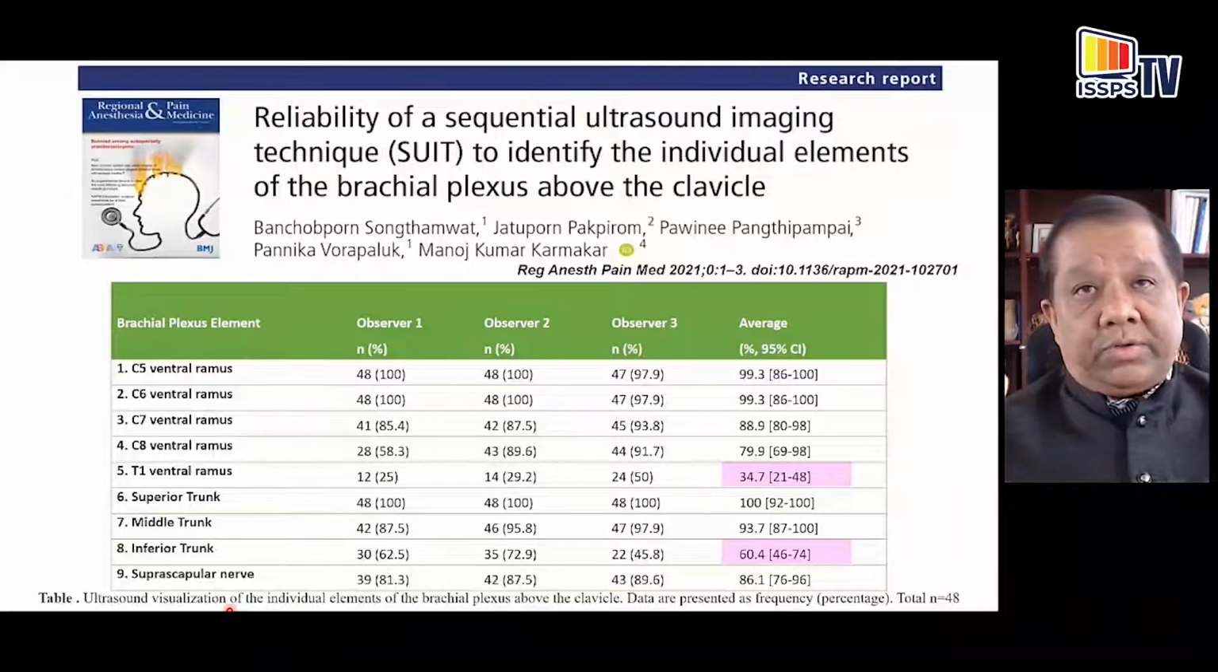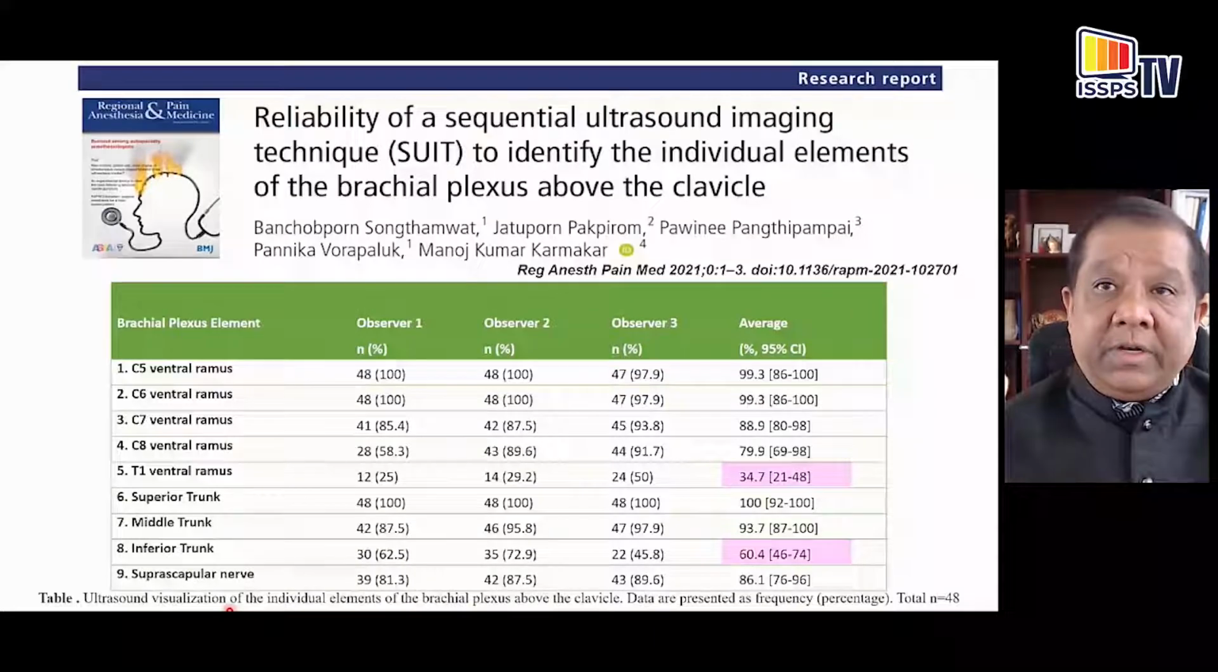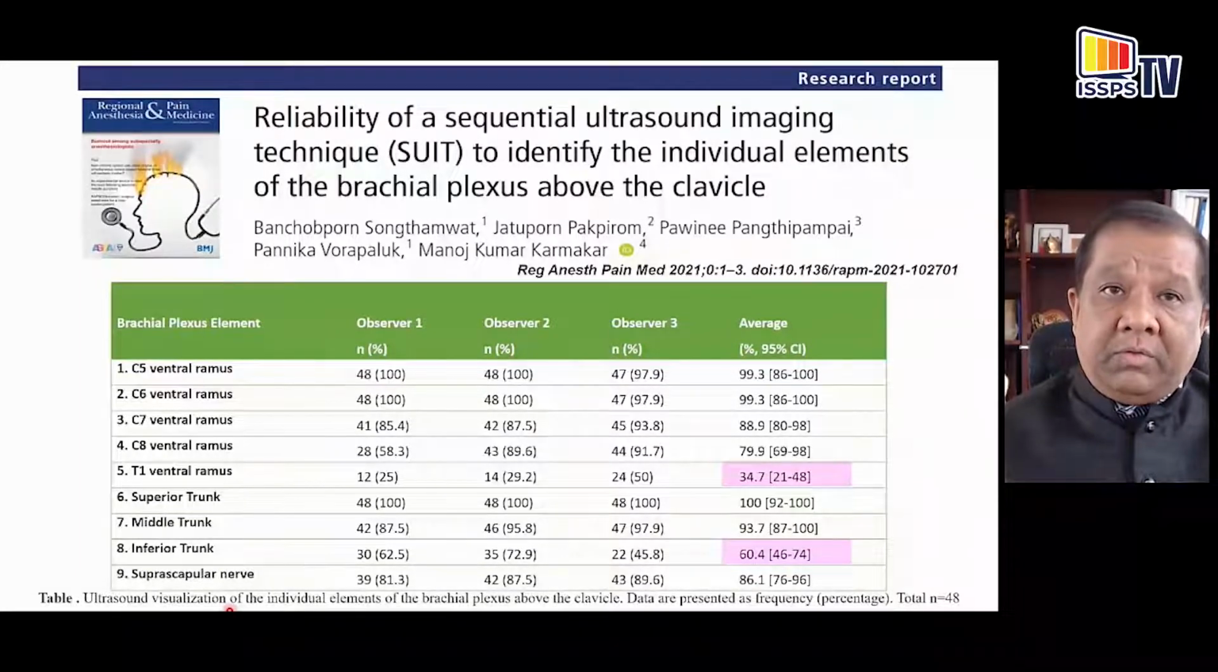Using the sequential ultrasound imaging technique, or SUIT, we've also demonstrated recently that it is possible to identify most of the superficial elements, particularly the C5, C6, C7 ventral ramus, including the superior trunk and the middle trunk with the suprascapular nerve, in about 90 to 100% of individuals. The T1 and the inferior trunk are more difficult to identify, but even these structures can be identified in about 40 to 60% of individuals respectively.